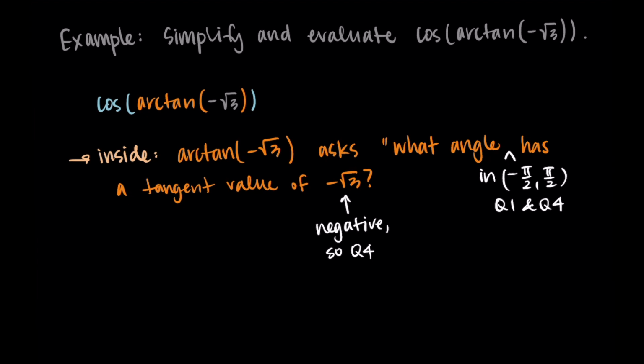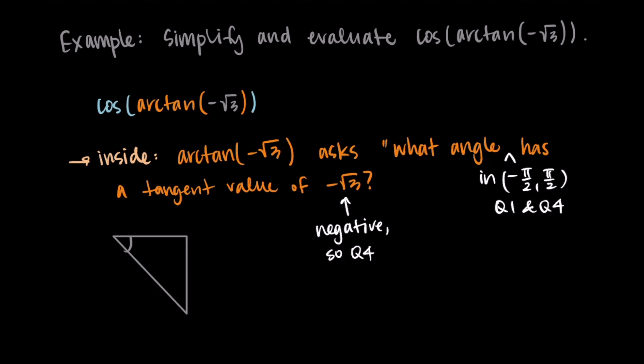Then I'm going to draw myself a triangle positioned in quadrant 4, and I remember that tangent is opposite over adjacent. So negative square root of 3 is going to be that opposite side. I know that it's negative since the y value is negative here. And then the adjacent is just 1.